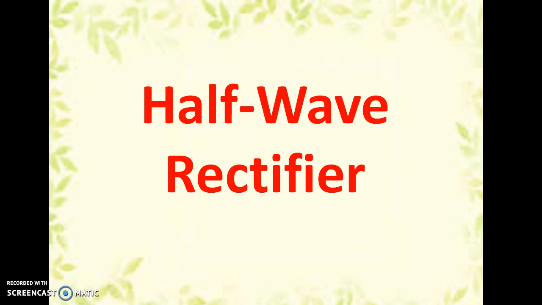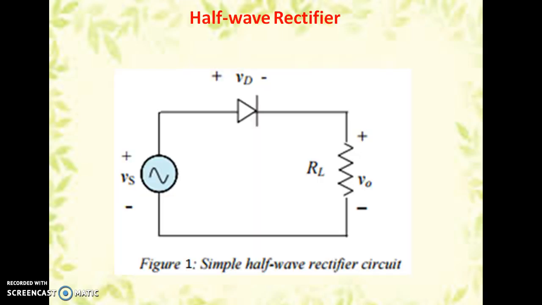So let us begin. Mainly we can say there are two types of rectifier, that is half-wave rectifier and full-wave rectifier. Full-wave rectifiers are of two types, that is center-tapped full-wave rectifier and bridge-type full-wave rectifier. Today we'll see how the half-wave rectifier works.